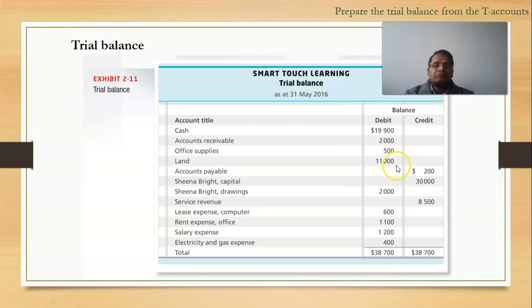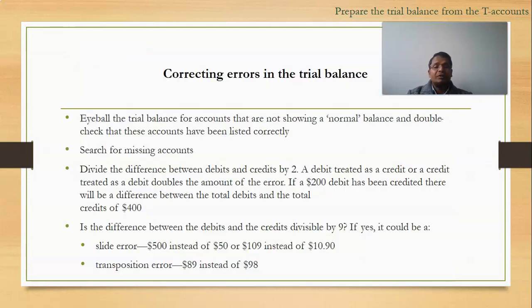All right, this is what it will look like. If you transfer all the balances: cash debit balance, accounts receivable debit balance, office supplies debit balance, all the debit balances are recorded on the debit side. All the credit balances, owner's equity, accounts payable, service revenues, are recorded on the credit side. Then you can see both sides agree with each other.